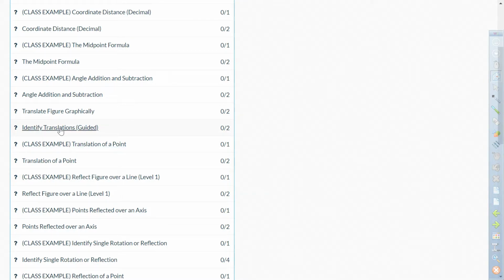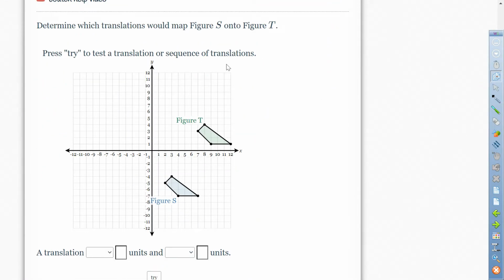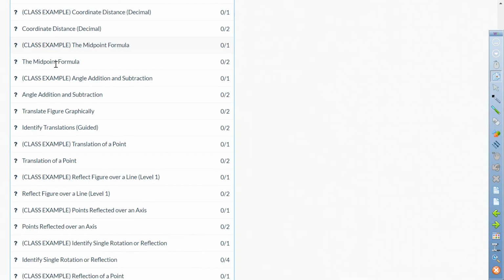Actually, this other one I'm leaving to you as well. It's kind of the same idea. What translation is going on here? Here's the one thing I want to point out. On my example, yours is going to look a little different. Pay attention to this. How are we translating figure S onto figure T? This is the original, this is the image. On this one, it looks like we're going to the right a certain amount of units and then up a certain amount of units. That would be my answer here. Again, I'm going to leave those to you because I feel like they're not too bad.